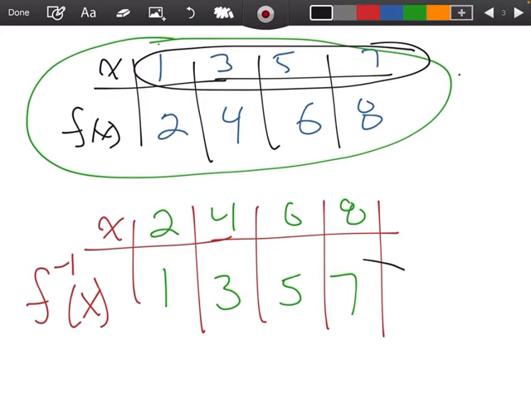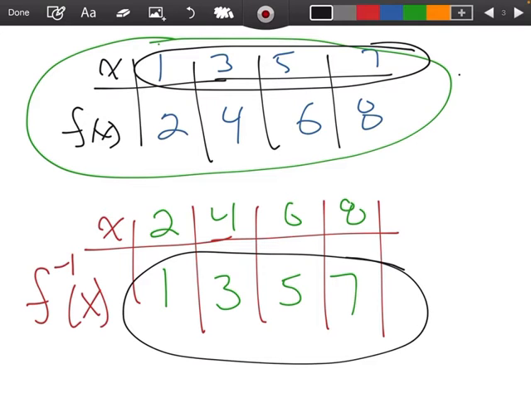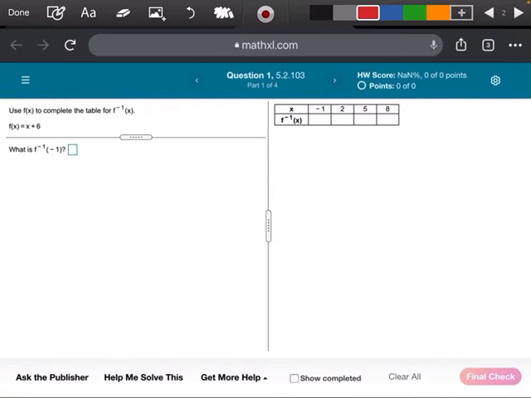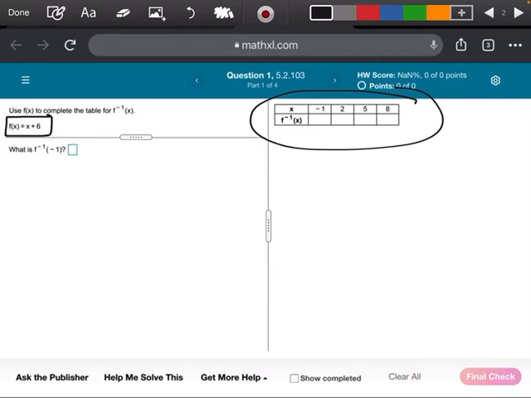I want y'all to notice something here. My x values here became the y values in my inverse, and my y values in my original function became the x values in my inverse. So what does that mean? Here we have a table for the inverse, and we don't have the inverse function, we actually have the function itself. So remember, these numbers here would be the y values for this one.